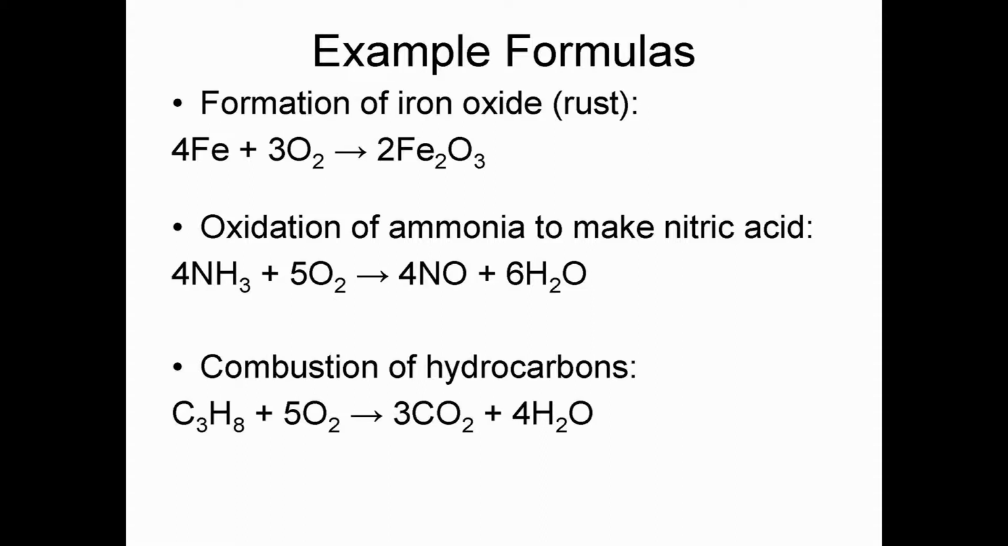In almost all cases, if you examined a molecule of rust, you would see 2 iron atoms bonded with 3 oxygen atoms. And so the next reaction is the oxidation of ammonia to create nitric acid. Nitric acid is used in fertilizers. And the final example, another very tangible real-world example, is combustion of hydrocarbons. In this case, we have propane reacting with diatomic oxygen to form our standard hydrocarbon products, CO2 and H2O.